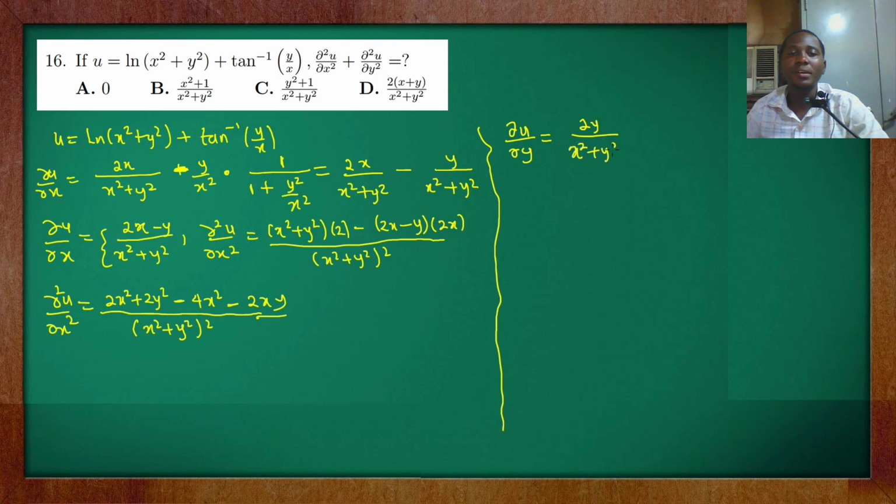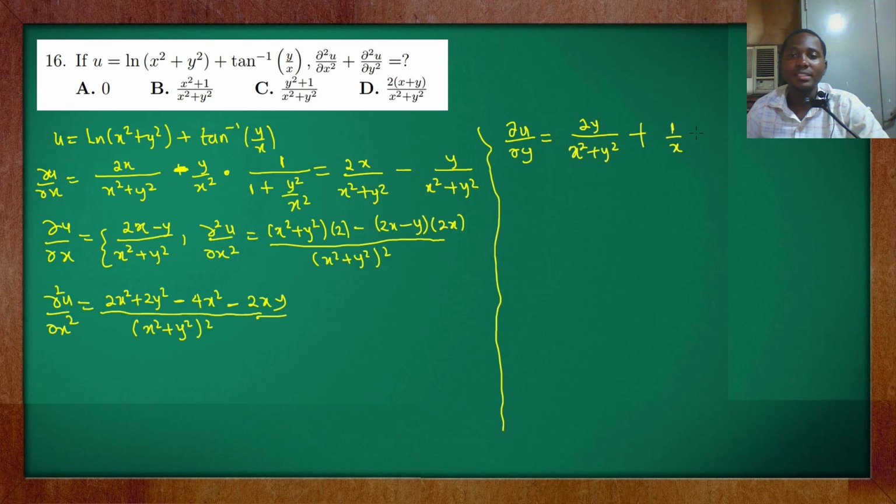Y squared. Then plus here I have arctan of y over x, and I want to differentiate partially with respect to y. That means I will differentiate y over x partially with respect to y. That means this will give me 1 over x. If you differentiate y partially with respect to y, you have that just to be 1. Then multiply by your 1 over x.